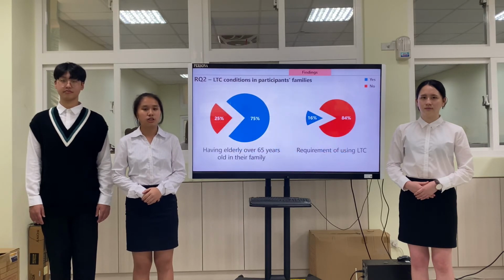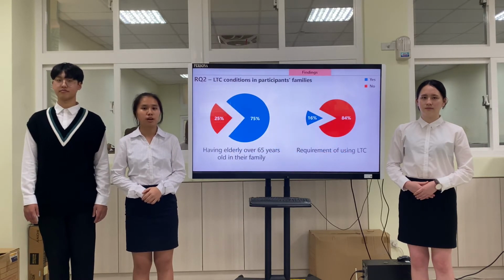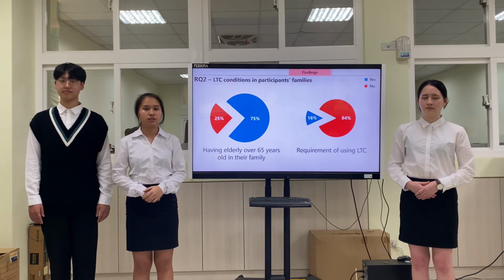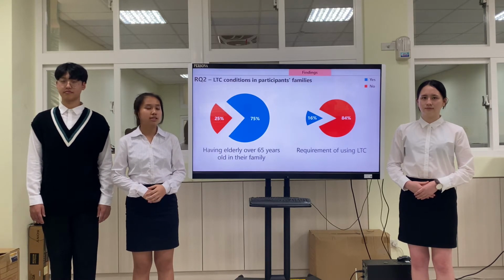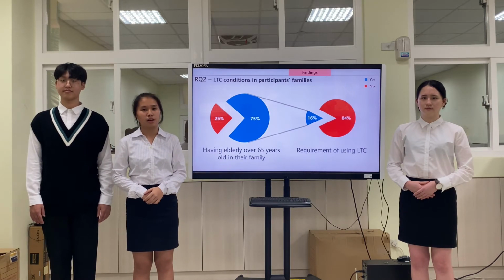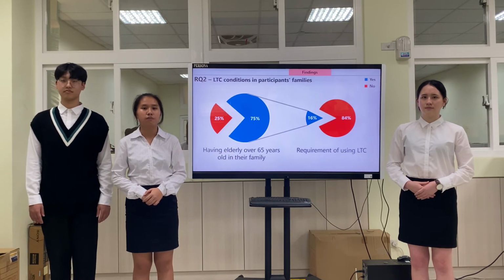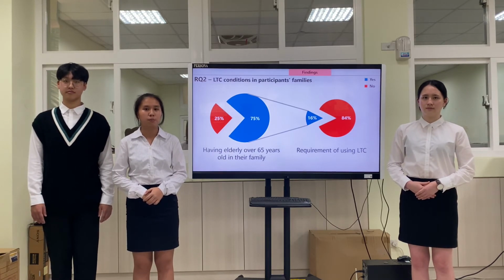As for the second research question, among the 1,000 participants, 75% of them have elders over 65 years old in their families, and among those, merely 16% require long-term care. We analyzed data collected from those 125 participants and took those respondents as our population for answering research question 2.